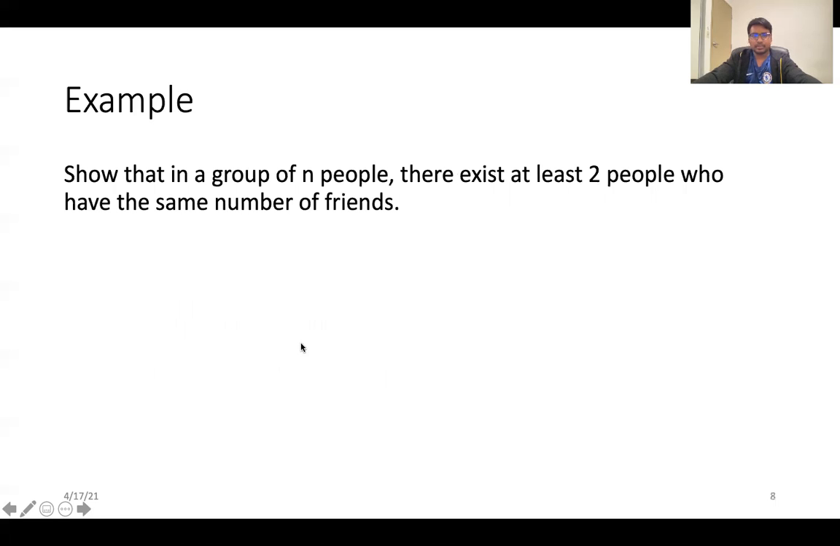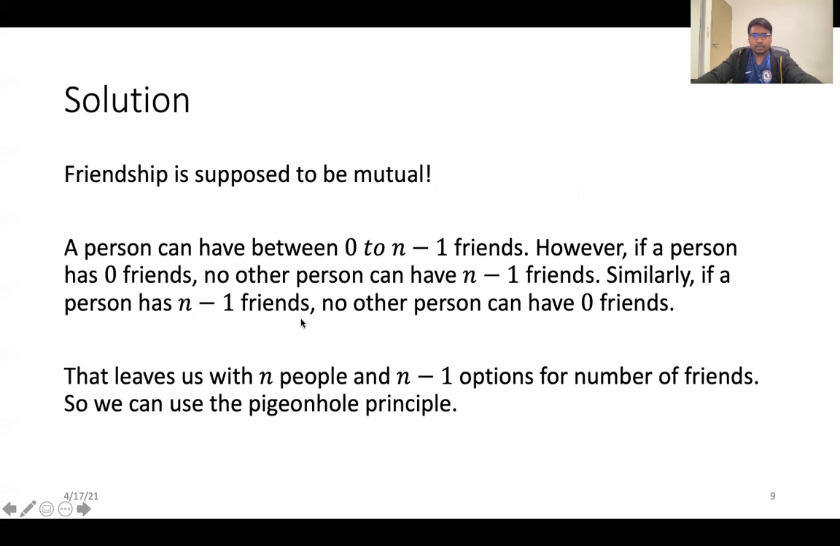Here is another, slightly trickier example. We'll use the pigeonhole principle to show that in a group of n people, there are at least 2 people who have the same number of friends. Friendship is supposed to be mutual. So if I'm your friend, we assume that you're mine as well.